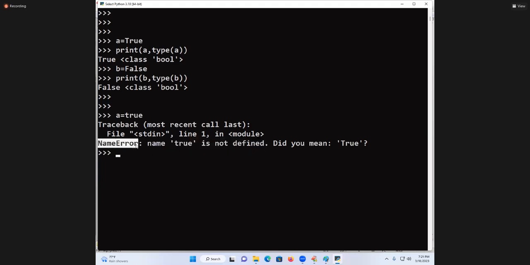What is that? This is an important mark. And it is asking you, did you mean like that?